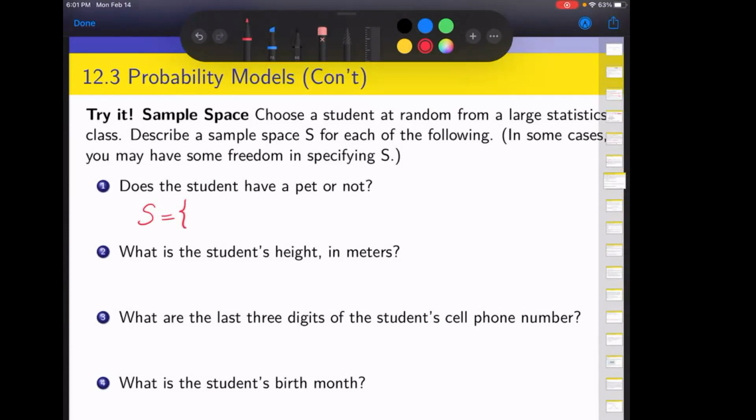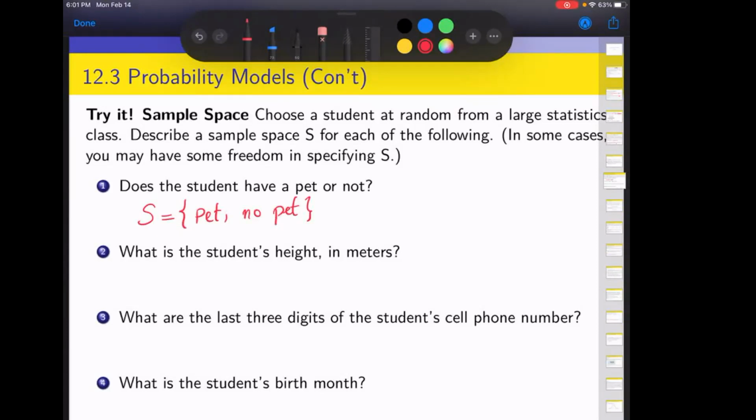The sample space here is kind of like a coin: yes or no. Do you have a pet or you don't have a pet, right? By the way, when you write sample space, I want a capital S, an equal sign, and then a curly bracket. So, pet or no pet?